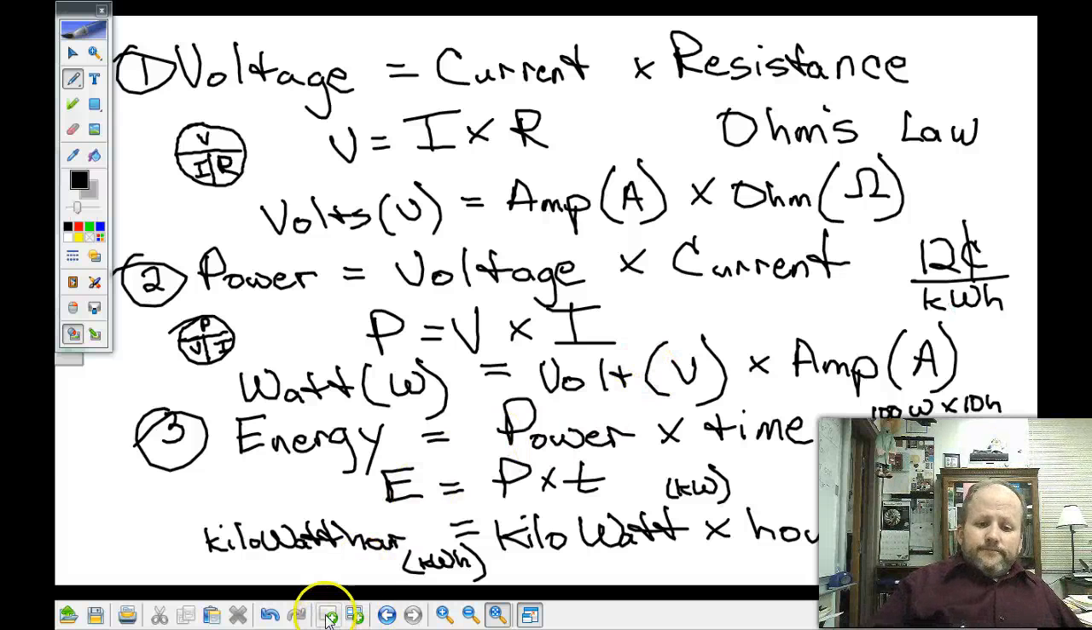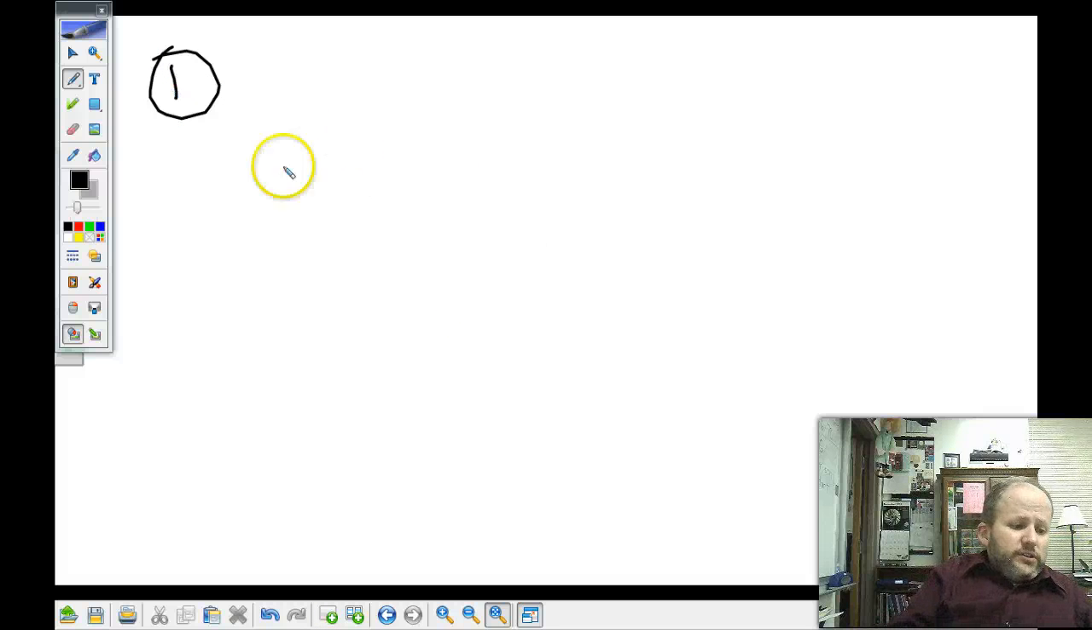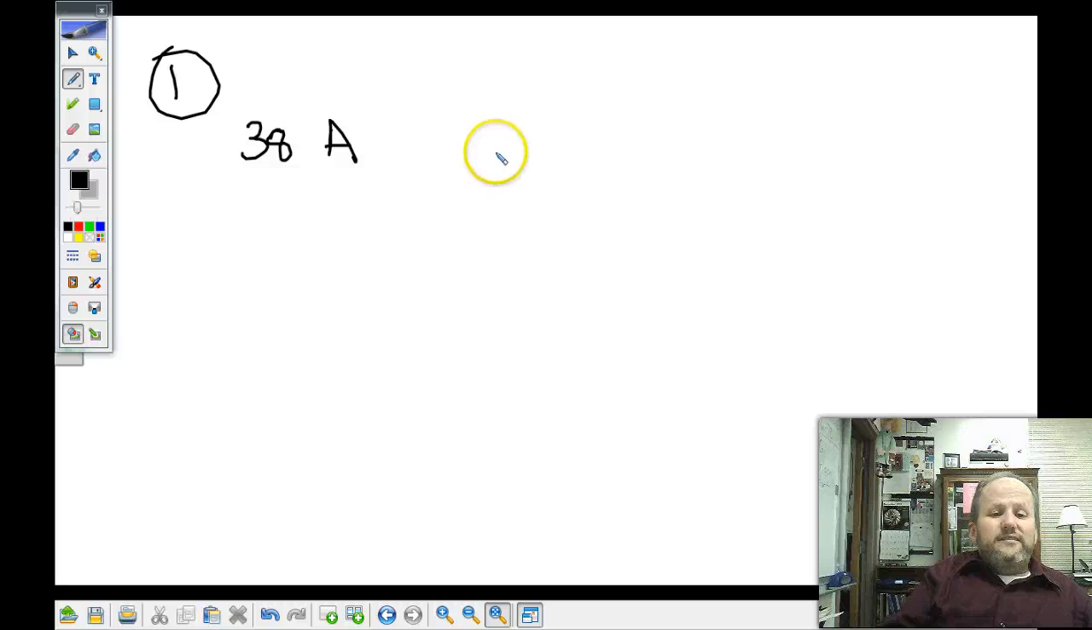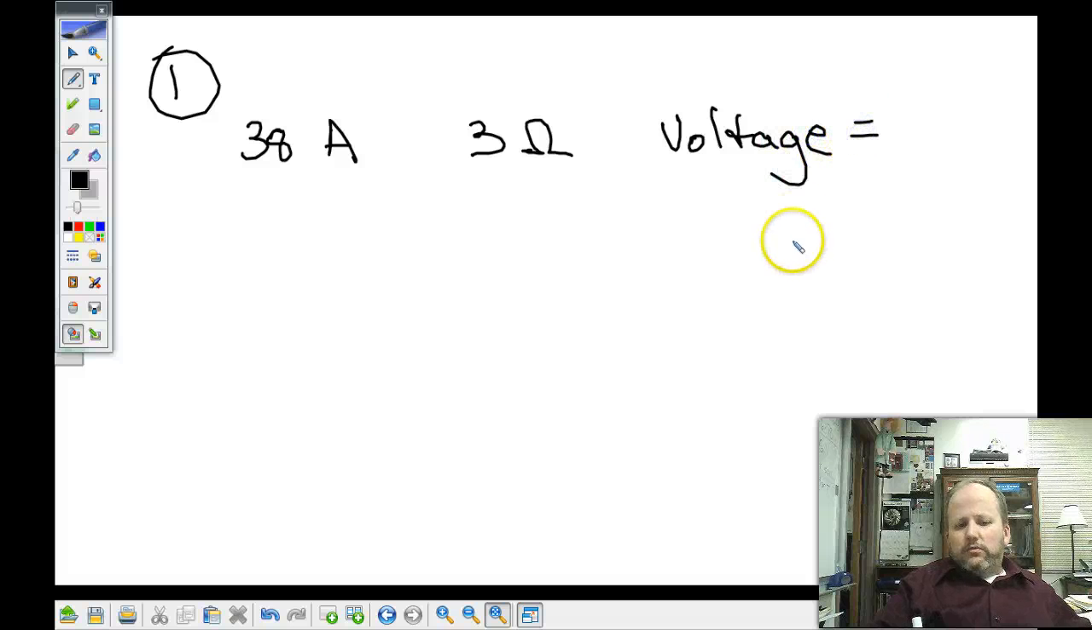Final thing, I want to show you how to do number 1. This is the electricity equations worksheet number 1. I want to quickly show you how I would do this problem. 38 amps, or sorry, start over. 38A, 3 omega. I want to know voltage. That's what I want to know.